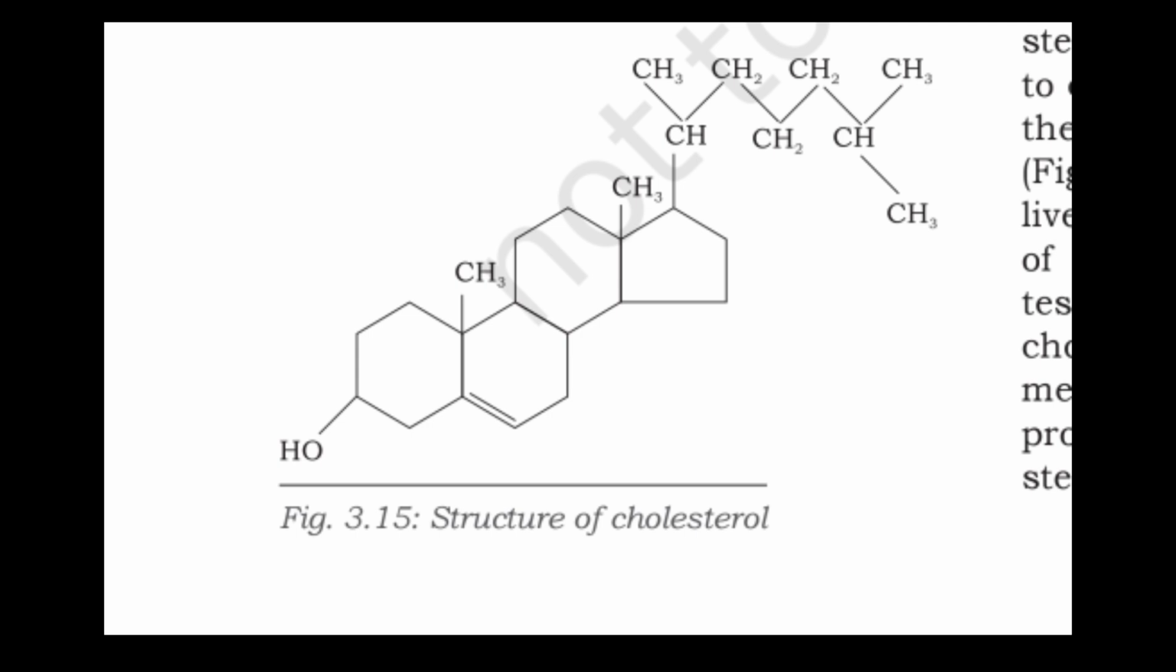Common examples found in plants are phytosterol and stigmasterol, which regulate membrane fluidity and permeability, and ergosterol is an important precursor of vitamin D and is typically found in fungi.